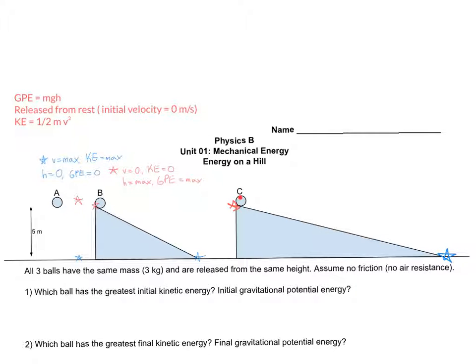Once again, the only difference is that because it's at a shallower slope, not as steep as B, it is going to take longer to reach the ground. Even though it has a smaller acceleration, that acceleration is acting on it for a longer period of time. Therefore, at the bottom, it will still have the same velocity as in points B and A.